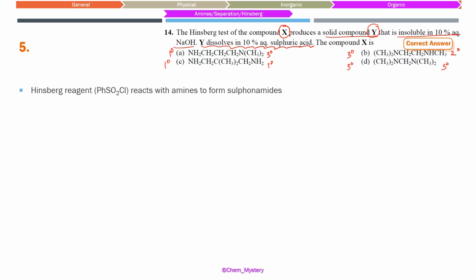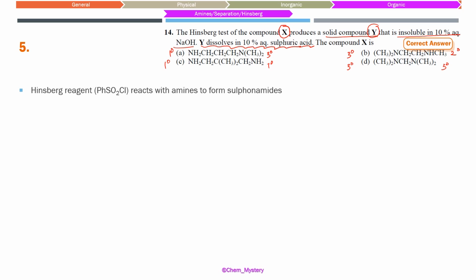First of all, this Hinsberg reagent is supposed to react with 1 degree and 2 degree amines to form sulfonamide. There is one disclaimer. Most of the textbooks we go through teach us that only 1 degree and 2 degree amines react, and 3 degree amines do not react at all. That's actually not true. We'll see in a moment, and we'll cite some references, people who have done this in the lab and reported their results. We'll be talking about that.